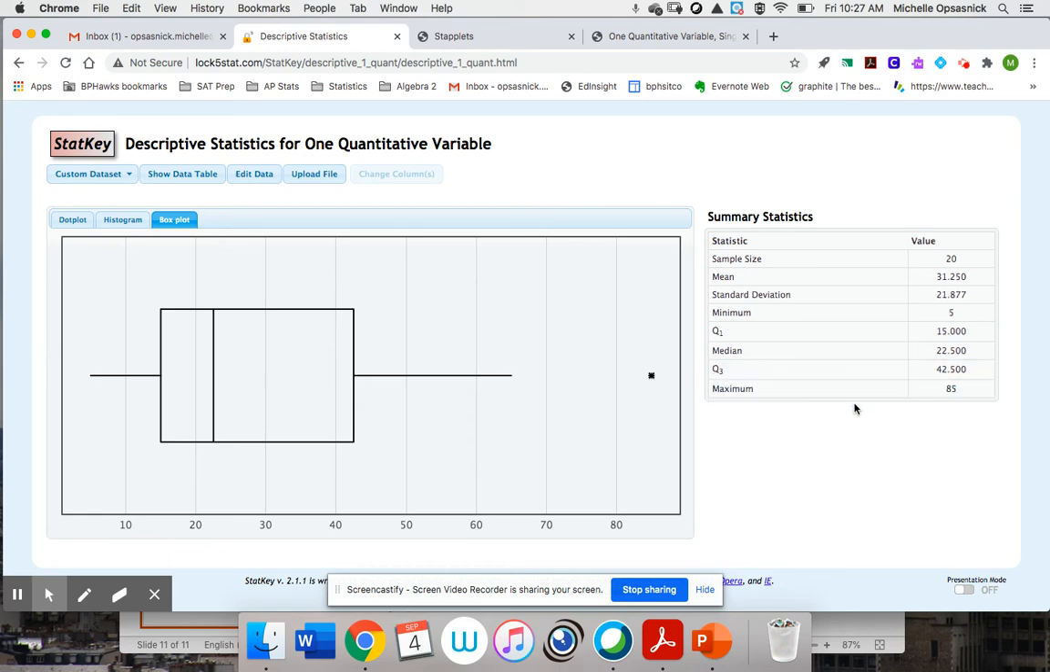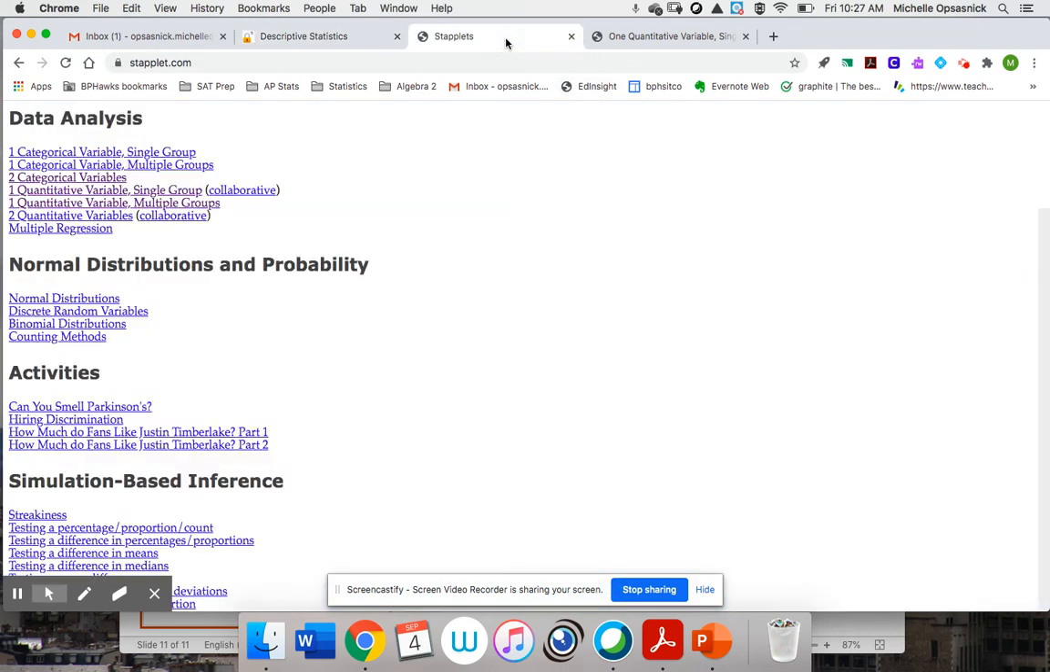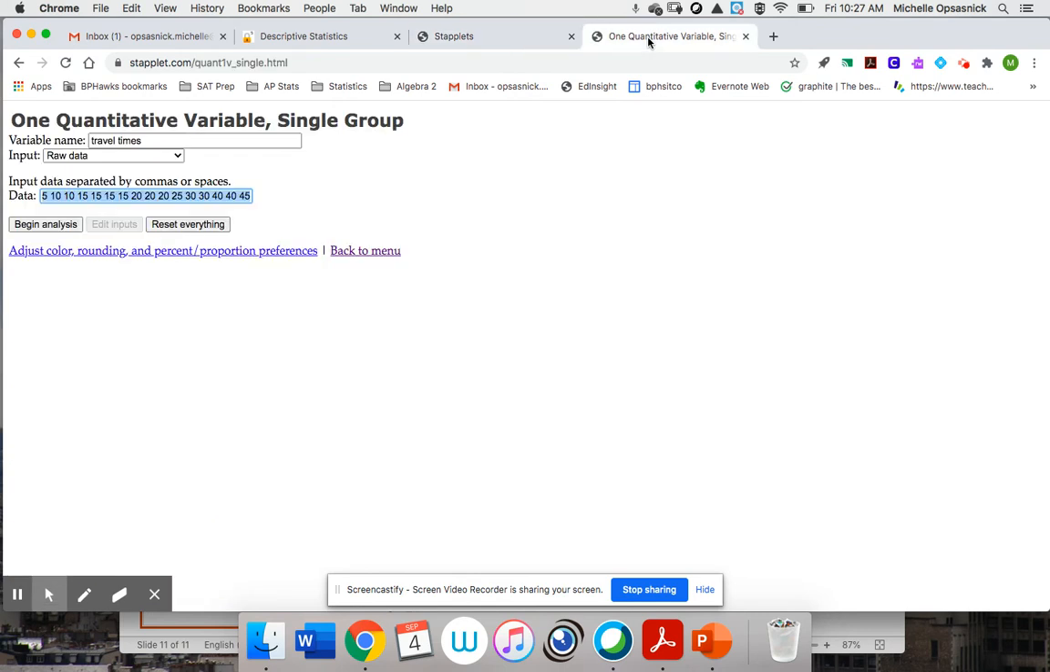The other option that you have that I think is maybe a little bit easier to input the data is StatKey's sister site, Statlet. And I know that I had said yesterday it wasn't working. I think it just had a lot of traffic on the site, but I was able to get it up and running today. So we have one quantitative variable from one group here, travel time of one group of New Yorkers. So I'm going to say one quantitative variable, single group. And then I clicked on that and opened up this tab over here. Then you just input your data. So I just gave it a title. I said travel times, and then I just put all of those numbers in separated by spaces.